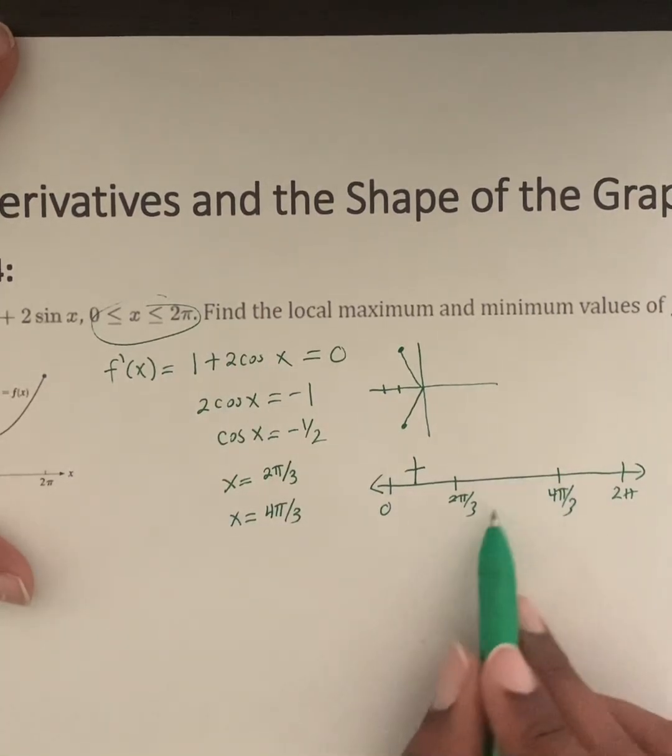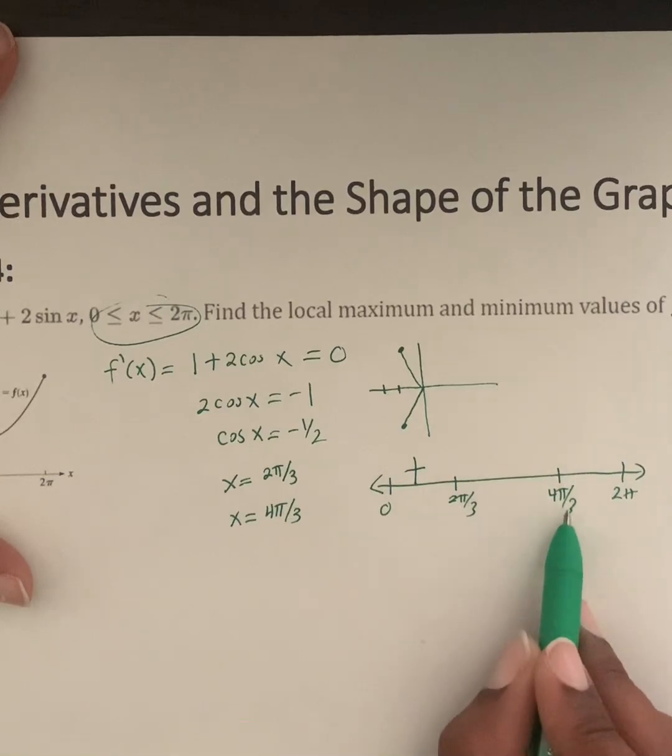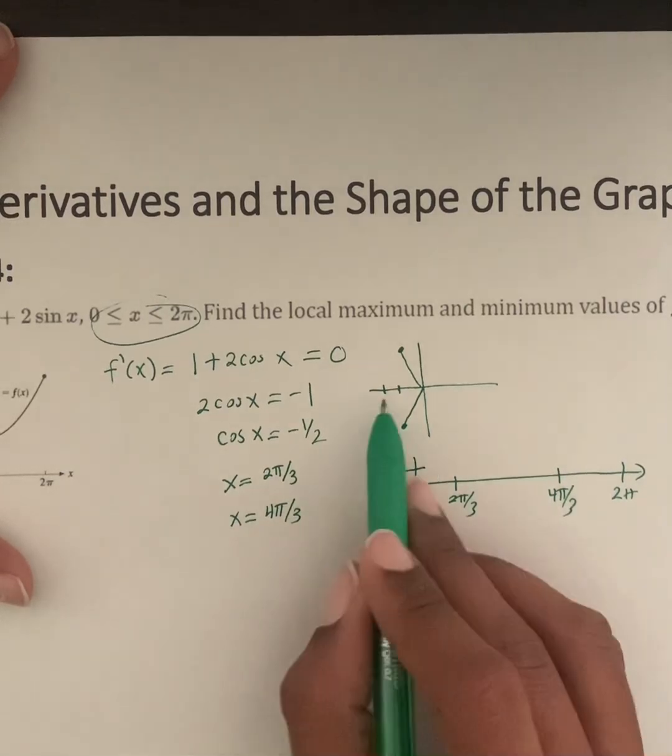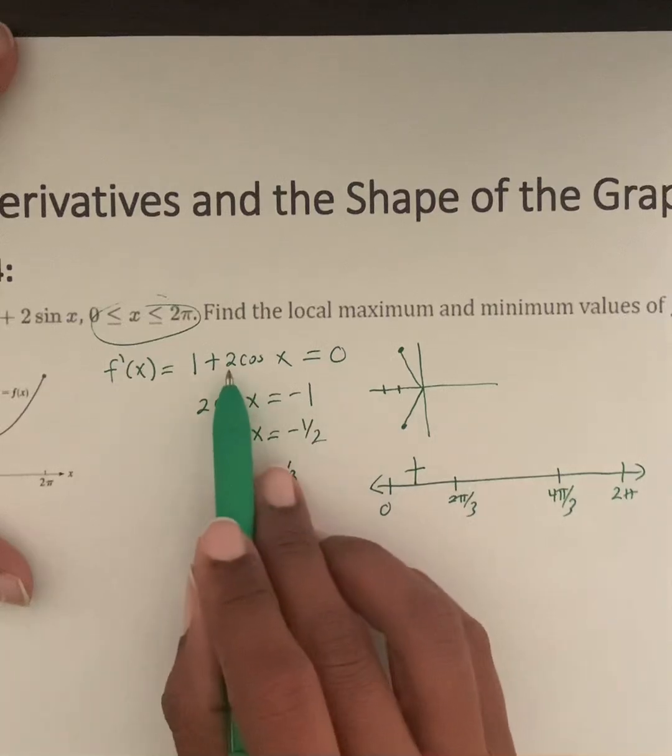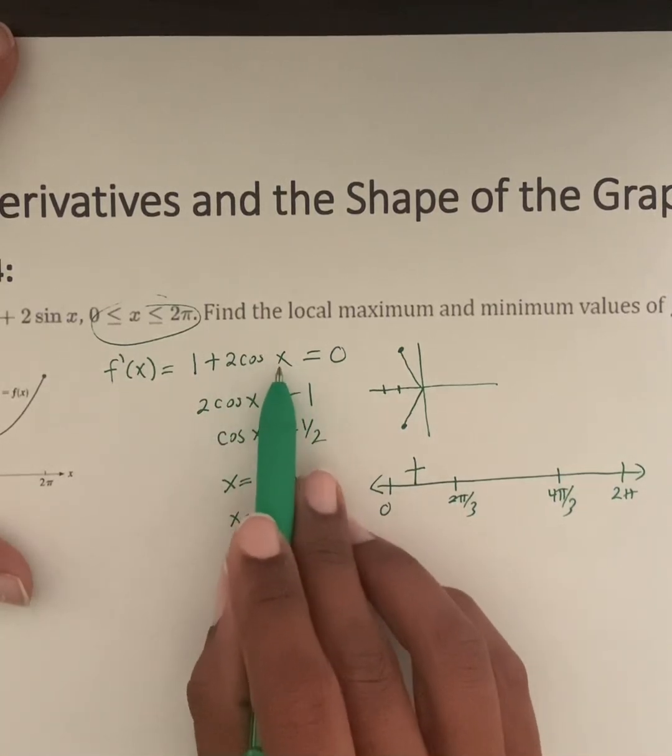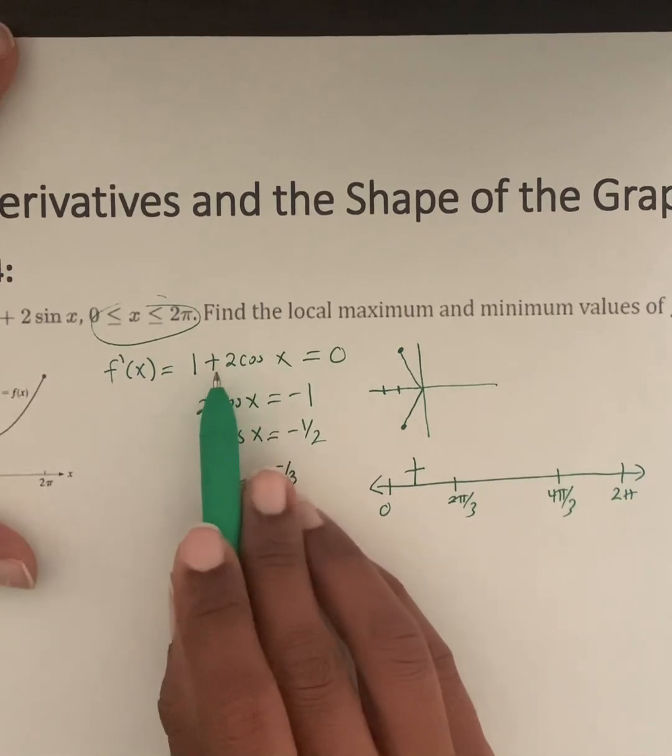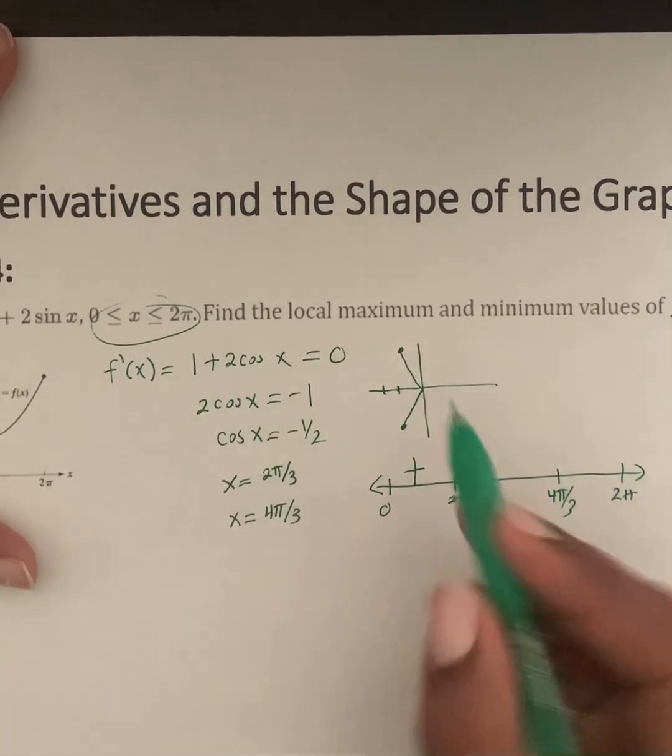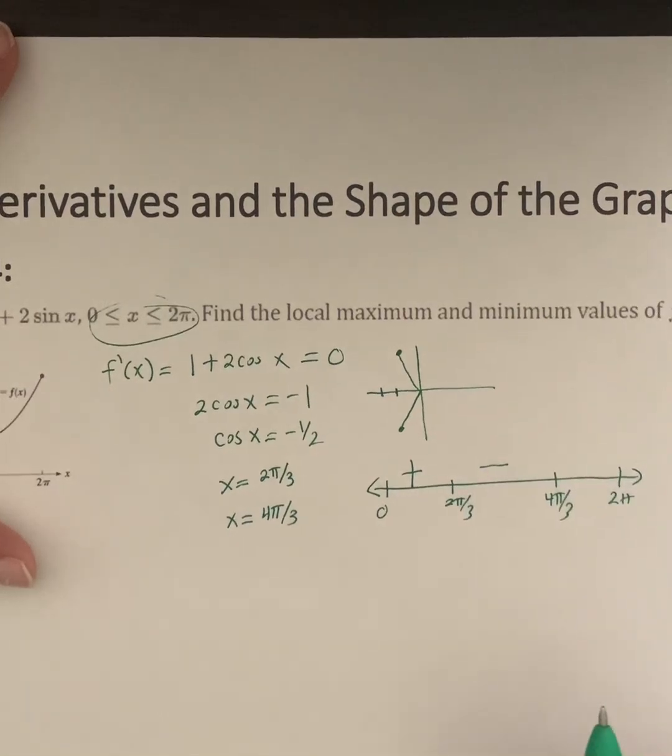Now let's pick a number between 2 pi over 3 and 4 pi over 3. How about pi? We have 1 plus 2 cosine of pi. Cosine of pi is negative 1. So we have 1 plus 2 times negative 1. That's going to result in a negative.